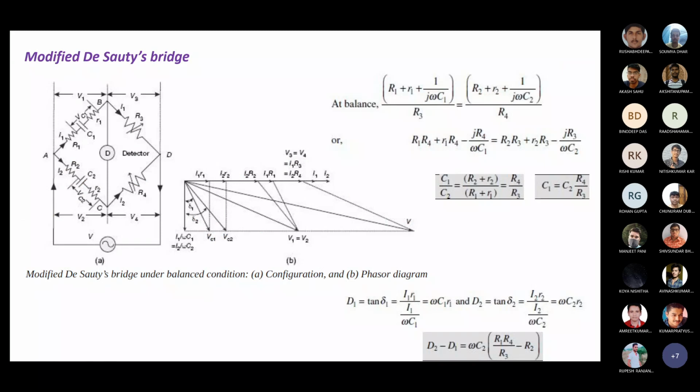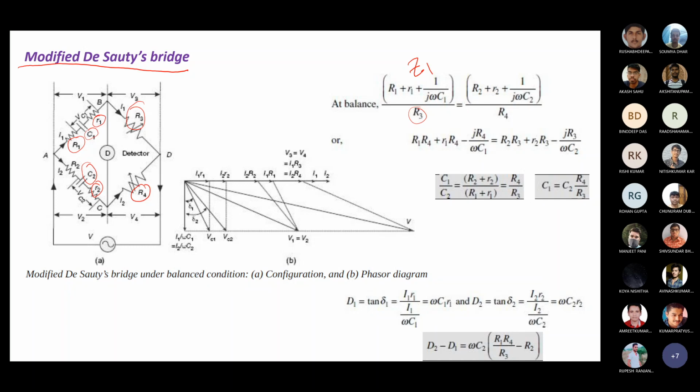In the case of the modified Schering bridge, we can see that C1 is associated with some impurities, R1, connected in series. The second capacitor C2 was earlier ideal, without this ESR value. Now C2 is associated in series with resistance R2. It is VC1, VC2, R3 and R4. For the balance condition, Z1 is capital R1 plus R1 plus 1 by j omega C1, whole divided by R3.